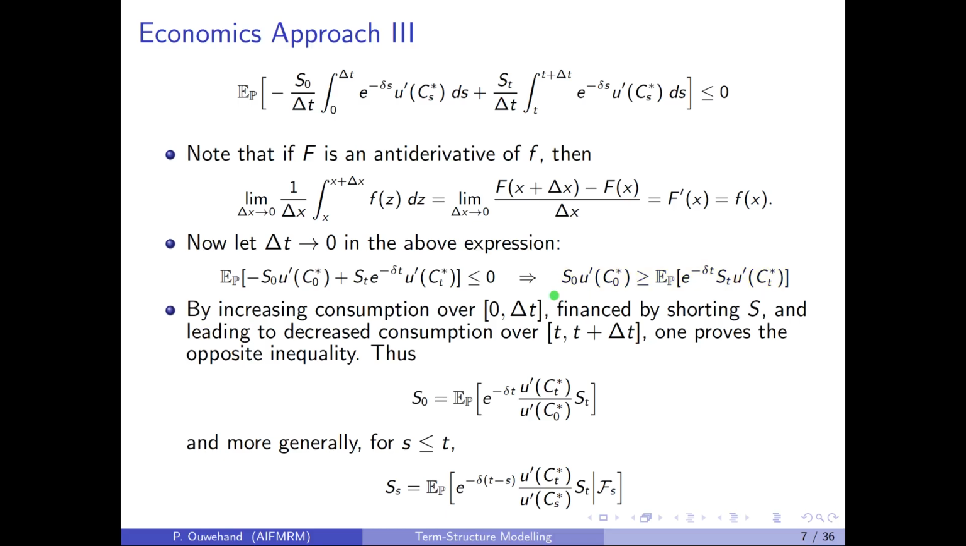Now we obtained this by decreasing consumption over the period from 0 to delta t, using that to buy an asset, then selling the asset at time t, and using the proceeds of the sale to increase consumption over the period from t to t plus delta t. But we can also do this the other way around. We can also increase consumption over the period from 0 to delta t, which we can finance by shorting S. In that way, we can prove exactly the opposite inequality, and therefore we must have equality in this expression here. We therefore obtain the following expression, as we stated before, and more generally, for s less than or equal to t, we obtain the following expression.